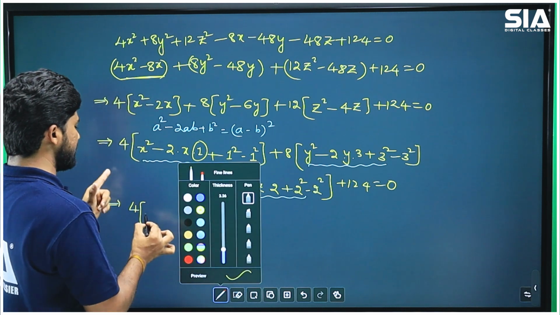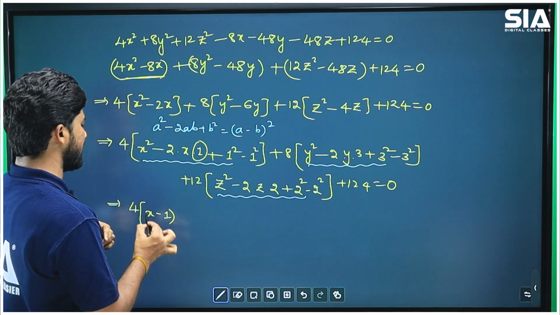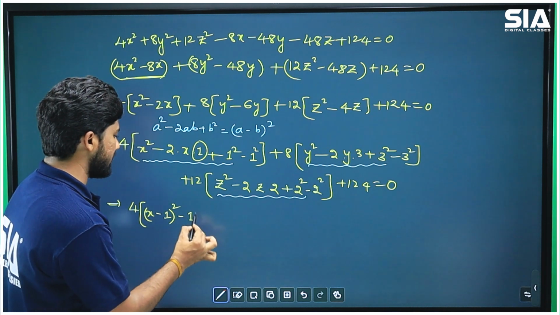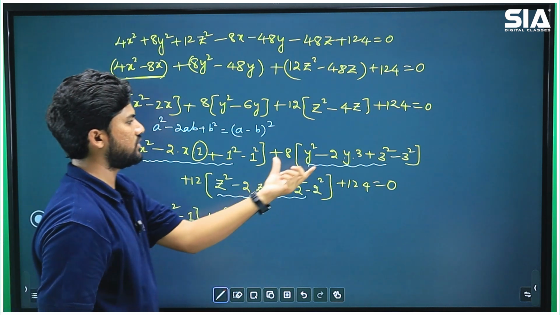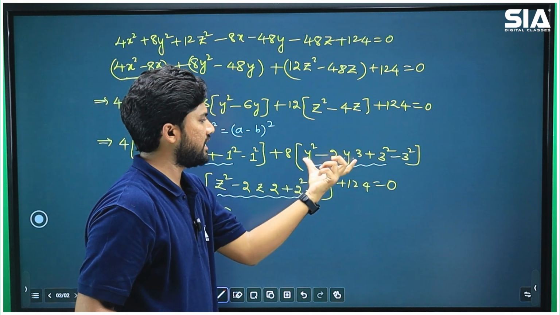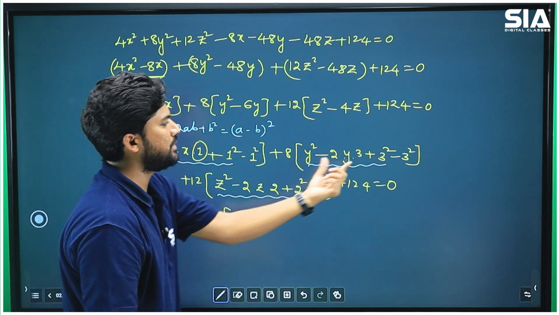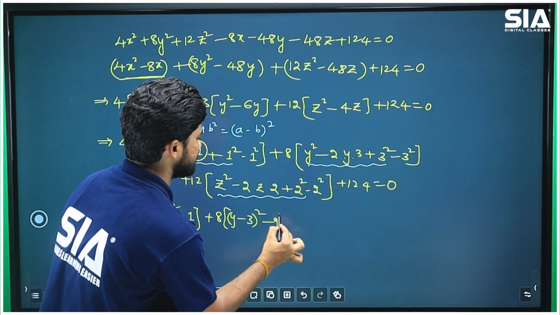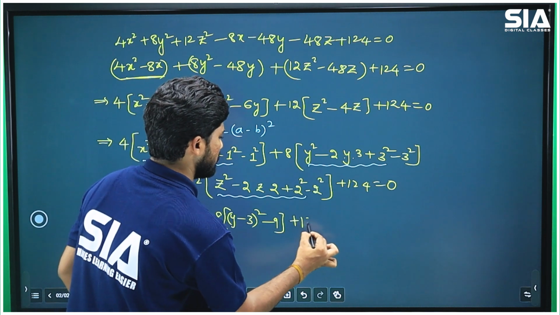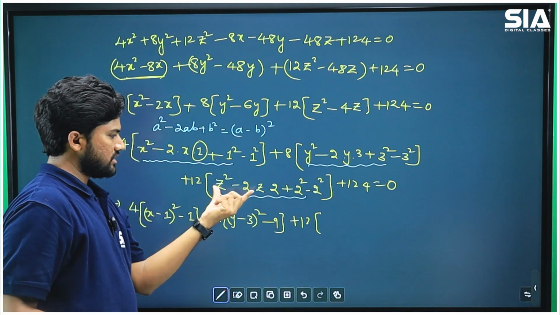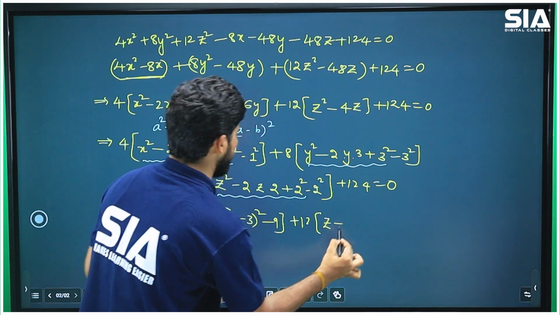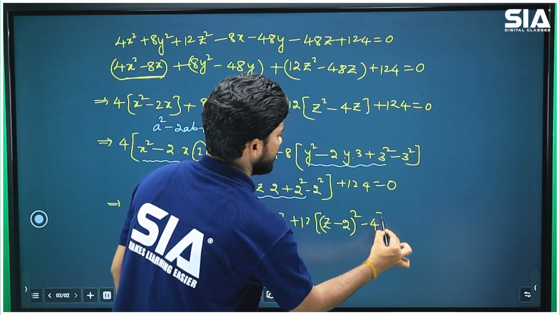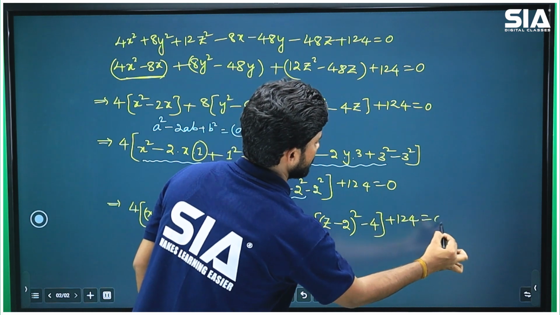But here a minus b is nothing but a means x, b means 1. Be careful. x minus 1 whole square, the first 3 terms. Minus 1 whole square means minus 1. Plus 8 into a square minus 2ab plus b square, that value is y minus b value, which is 3. y minus 3 whole square. Last value minus 3 square means minus 9 as it is. Plus 12 into next same thing, z square means a square, z minus b value means 2 here, z minus 2 whole square, minus 2 square means 4, plus 124 is equal to 0.